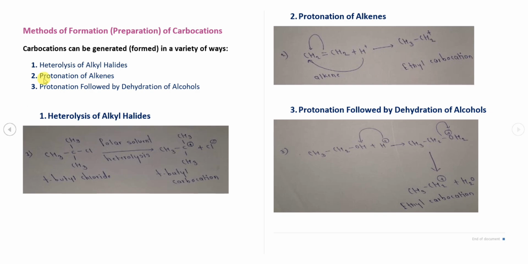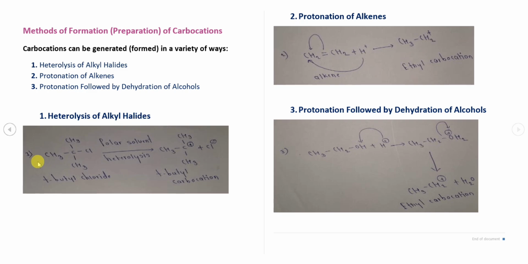Next we see the methods of formation, that is, preparation of carbocations. There are mainly 3 important methods by which carbocations are generated. The first method is heterolysis of alkyl halide, the second method is protonation of alkenes, and the third one is protonation followed by dehydration of alcohol. See one by one. The first one is heterolysis of alkyl halide.